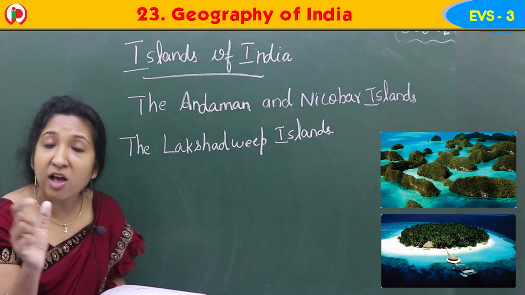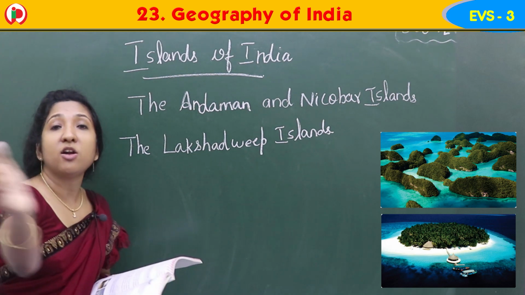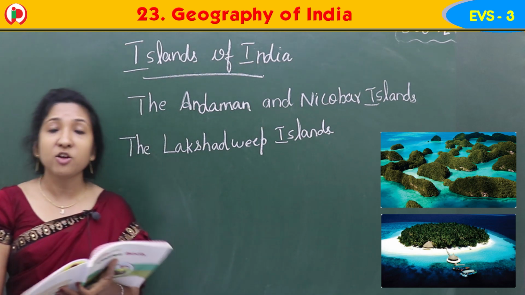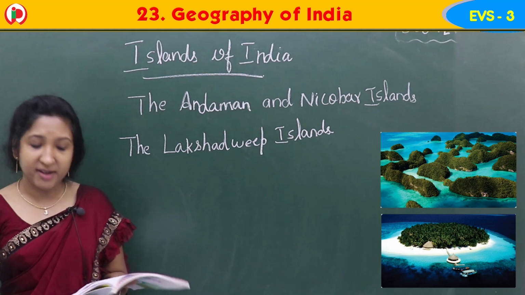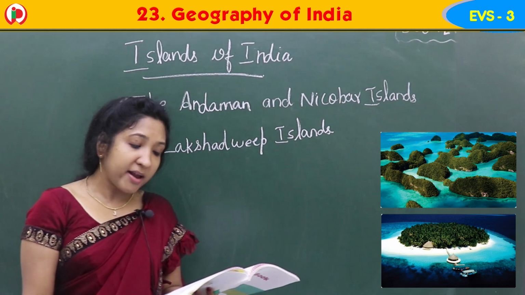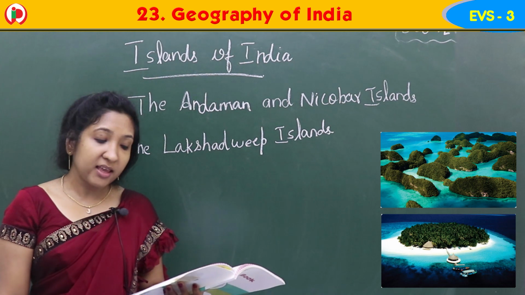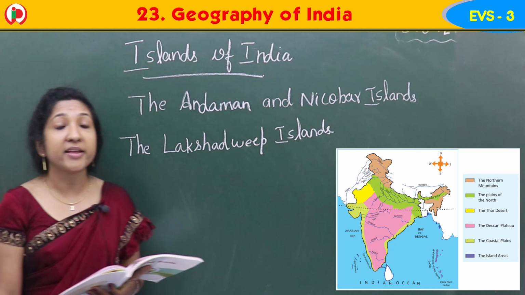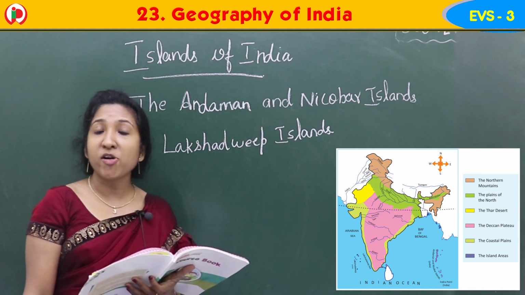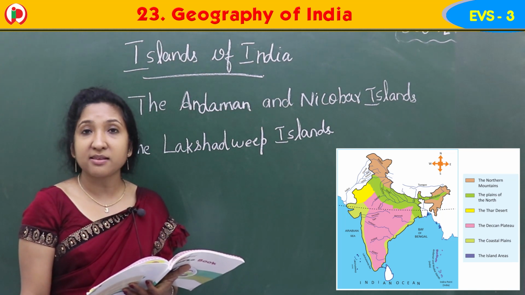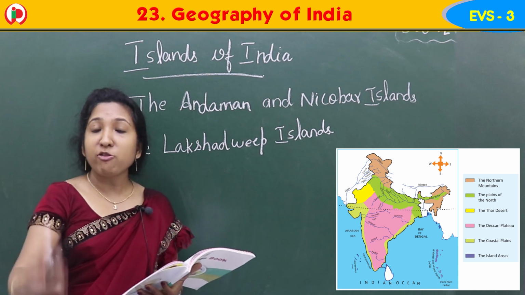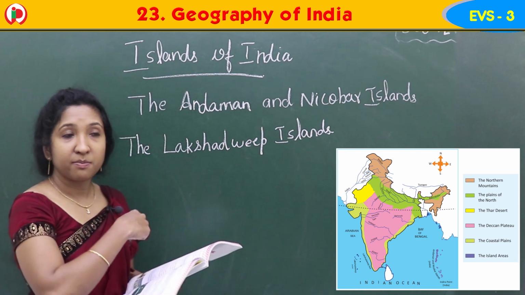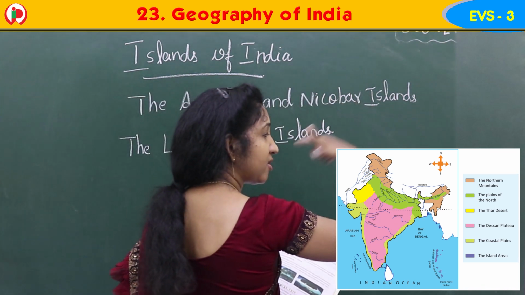Island is a small area of land surrounded by water on all the four sides. It is smaller land than continent. Continent is a large area of land. The Andaman and Nicobar Islands lie in the Bay of Bengal, and Lakshadweep Islands lie in the Arabian Sea. So India is surrounded by sea on all the three sides, isn't it? We can see Bay of Bengal on the east, Arabian Sea on the west, Indian Ocean here south.